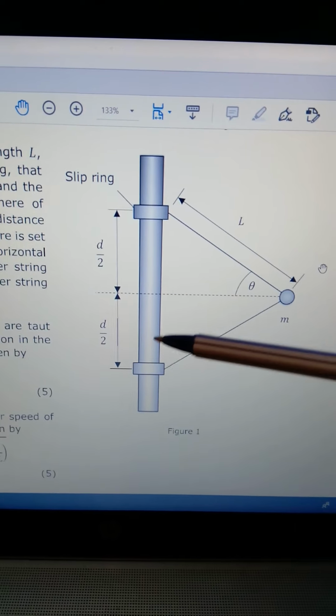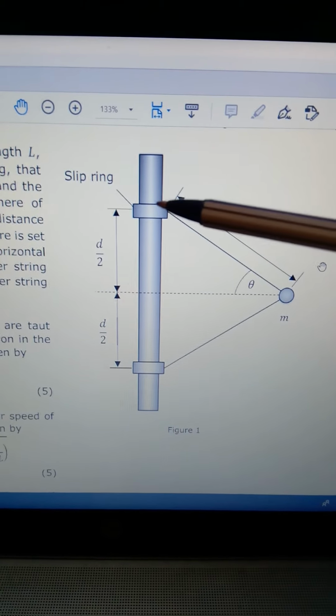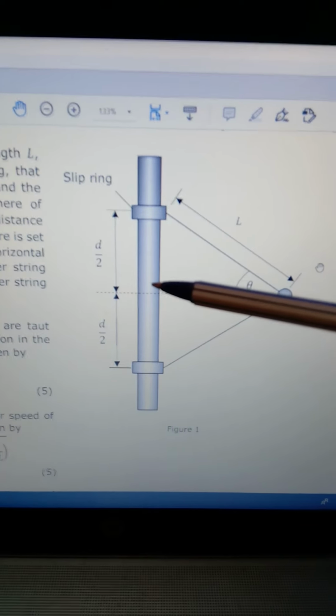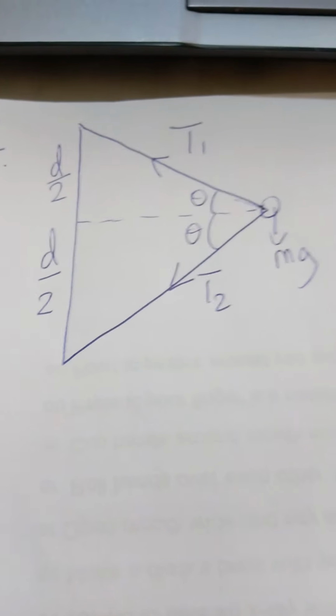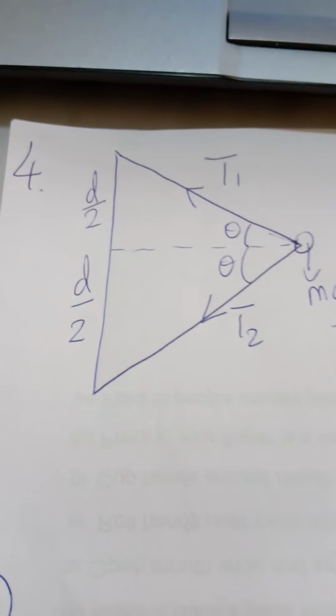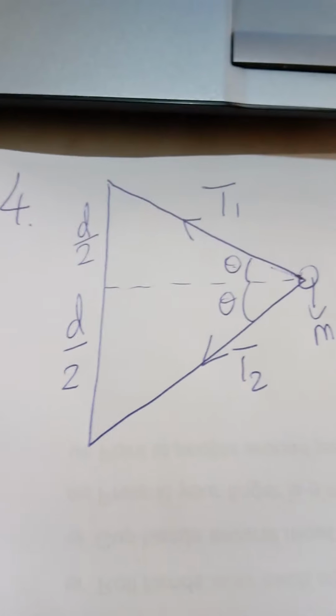Distance from top to bottom is small d, so to the middle part it will be d on 2. I've drawn already the diagram here. Exactly what we have over there.